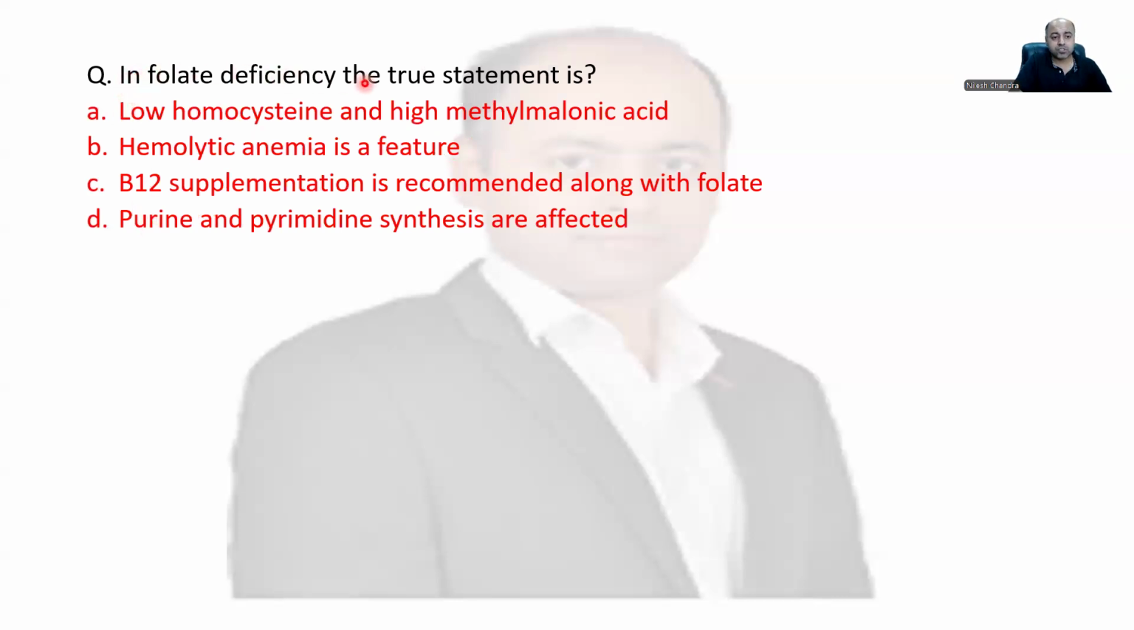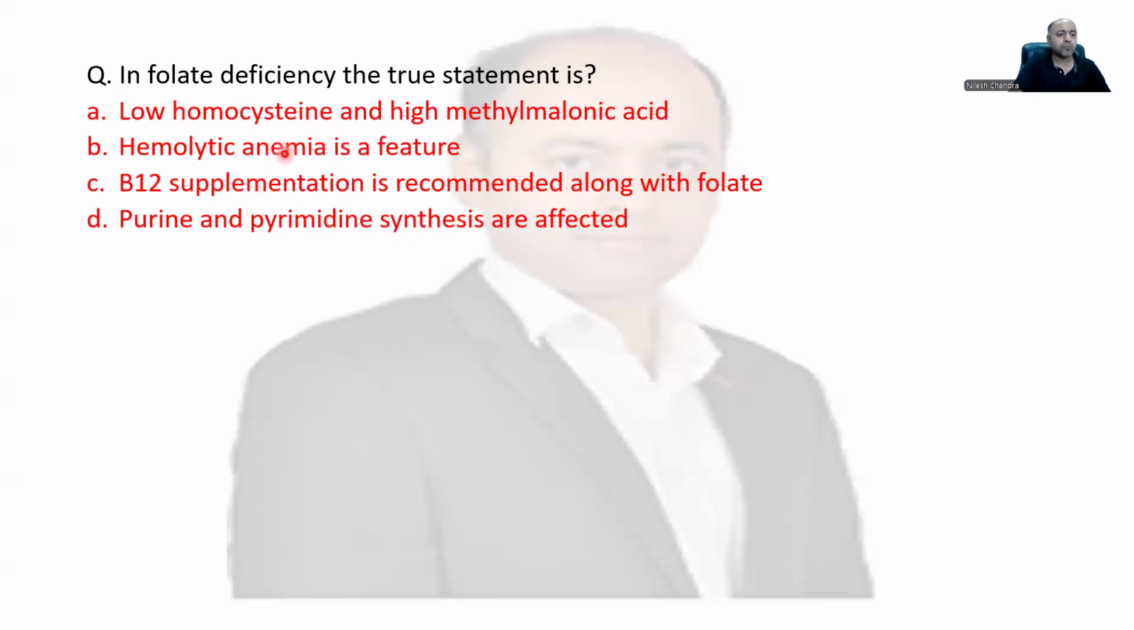In folate deficiency, the true statement is, your options are: low homocysteine and high methylmalonic acid; hemolytic anemia is a feature; B12 supplementation is recommended along with folate; purine and pyrimidine synthesis are affected. Look at the options. In folate deficiency, homocysteine level will be high, methylmalonic acid level will be normal. Hemolytic anemia is not a feature. B12 supplementation is recommended along with folate is correct. Only the pyrimidine synthesis. Okay. Purine pyrimidine synthesis affected is also correct.